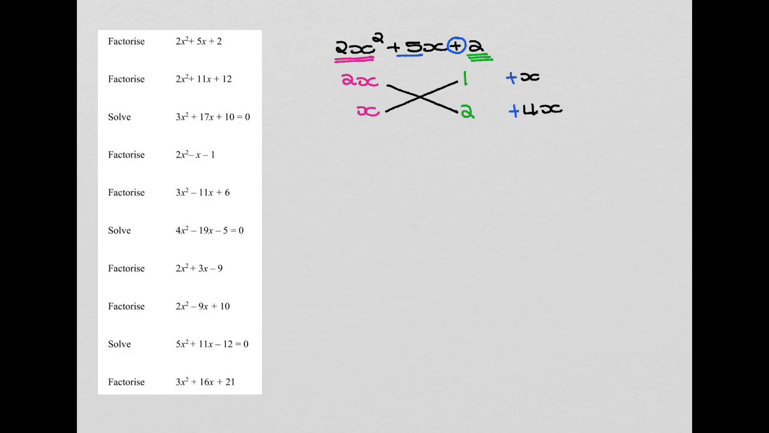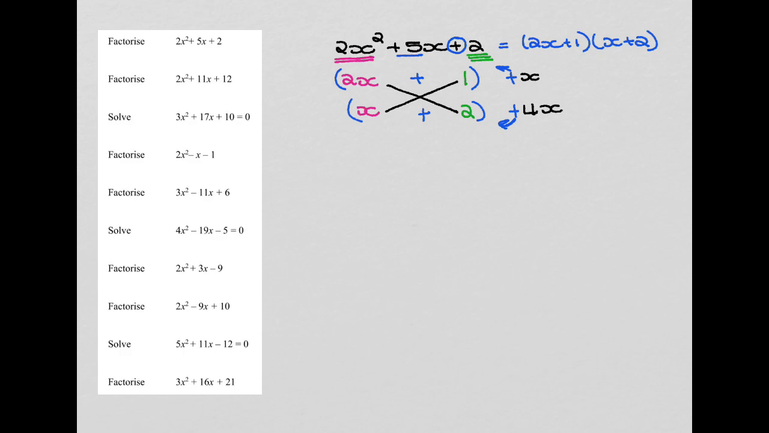And so now what happens is this positive goes in between here, and this positive goes in between here, and those are my brackets. So that positive goes here, and my one bracket would then be 2x plus 1. That positive over here goes inside, and my other bracket would be x plus 2.